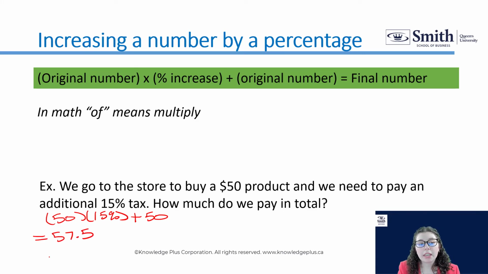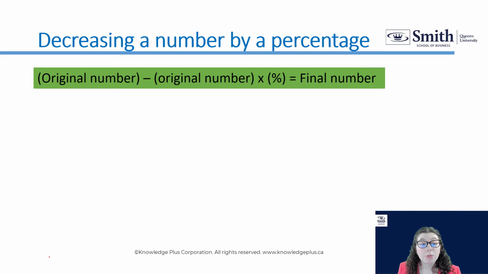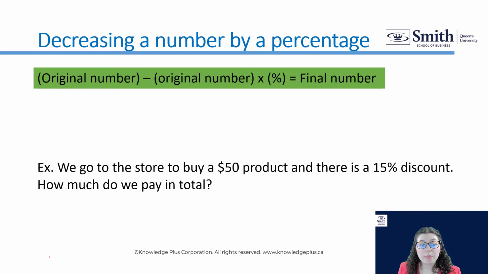Let's now look at the opposite case, which is decreasing a number by percentage. To decrease a number by percentage, we take the original number and subtract the original number times the percentage decrease.